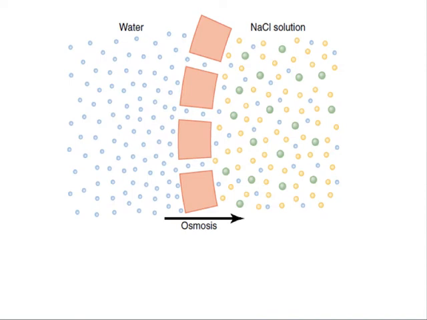The direction of osmosis is from less concentrated solution to more concentrated solution. Now here, the concentration of the solution is described in terms of solute concentration and not the water concentration.